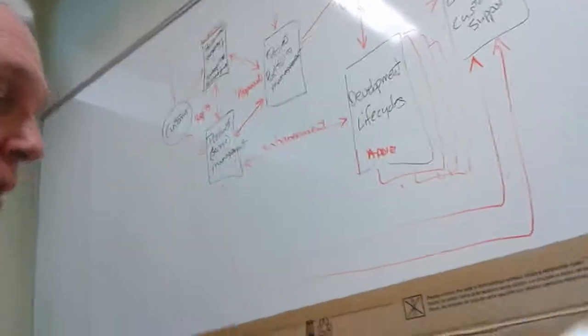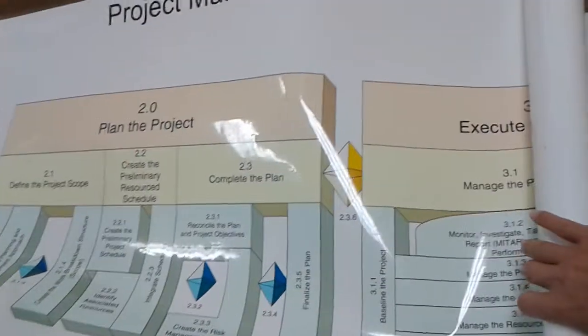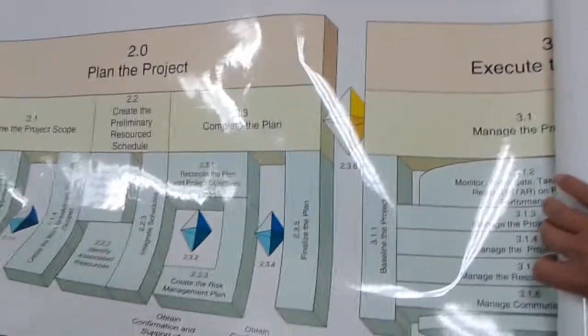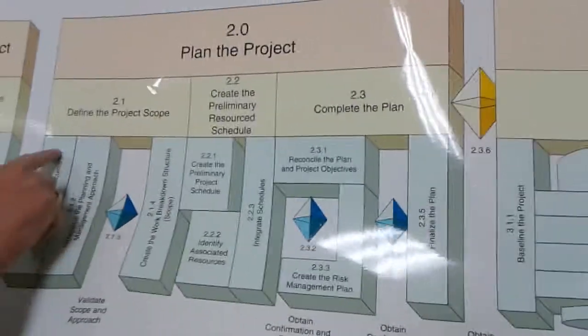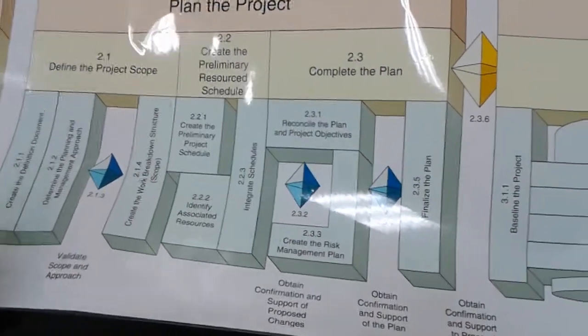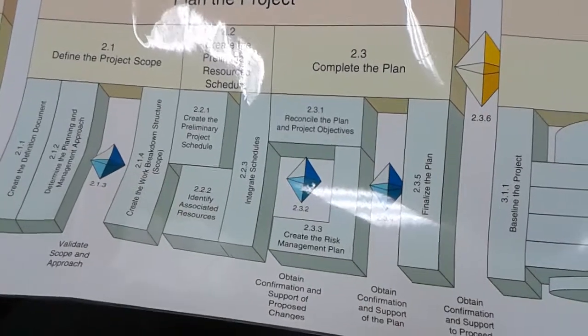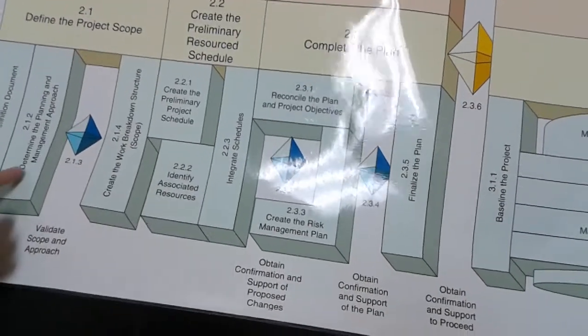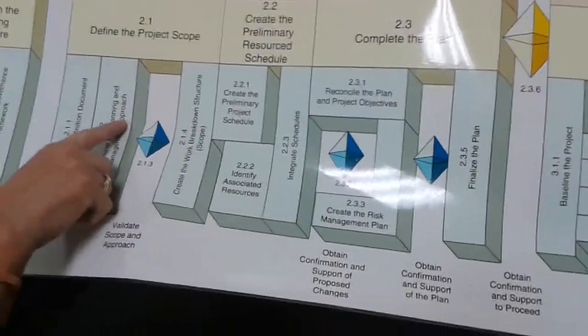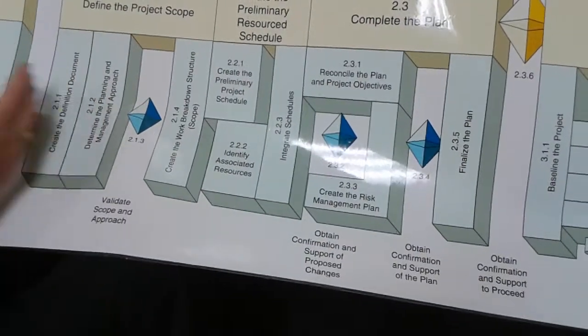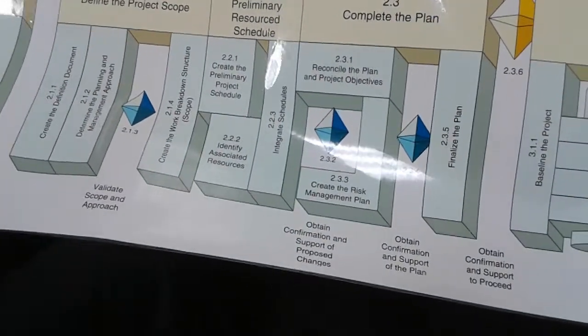if you look at the planning process, in the scope planning section, you create a definition document first. This is your scope document. And then after you've understood the scope, you've identified not how you're going to do it, but what you need to do, the next step is to determine the planning and management approach. This is saying we now understand what we have to build. What's the best approach to do that?